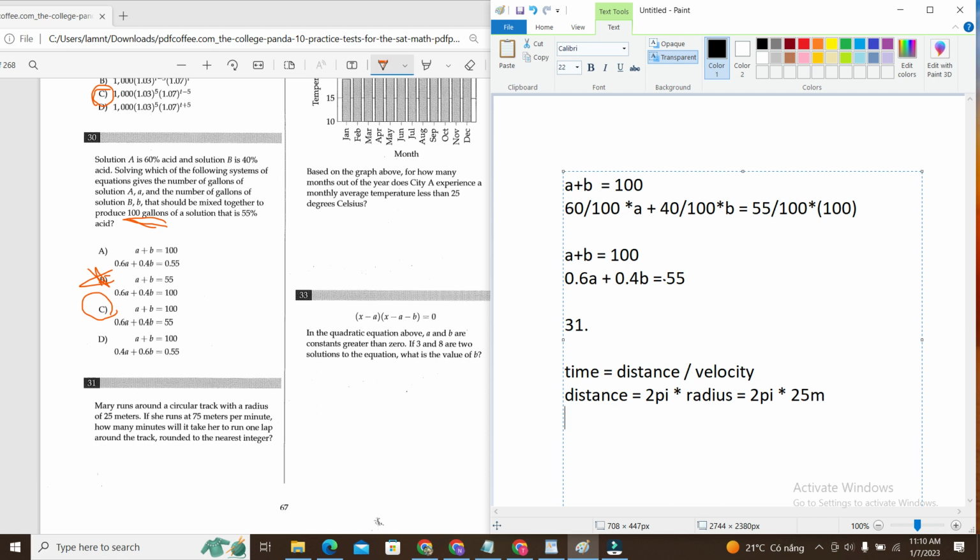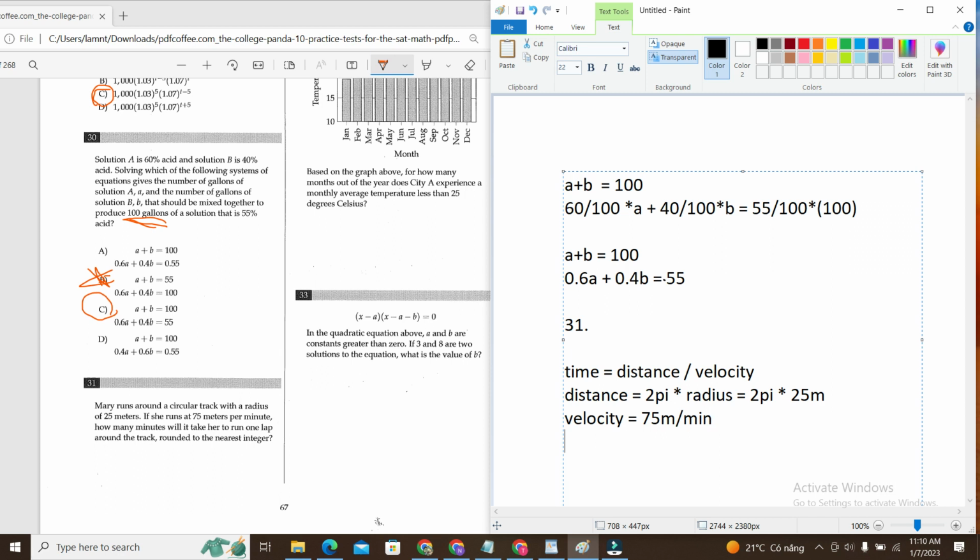Okay, so velocity, that is 75 meters per minute. Meters over time in minutes, so meters per minute.